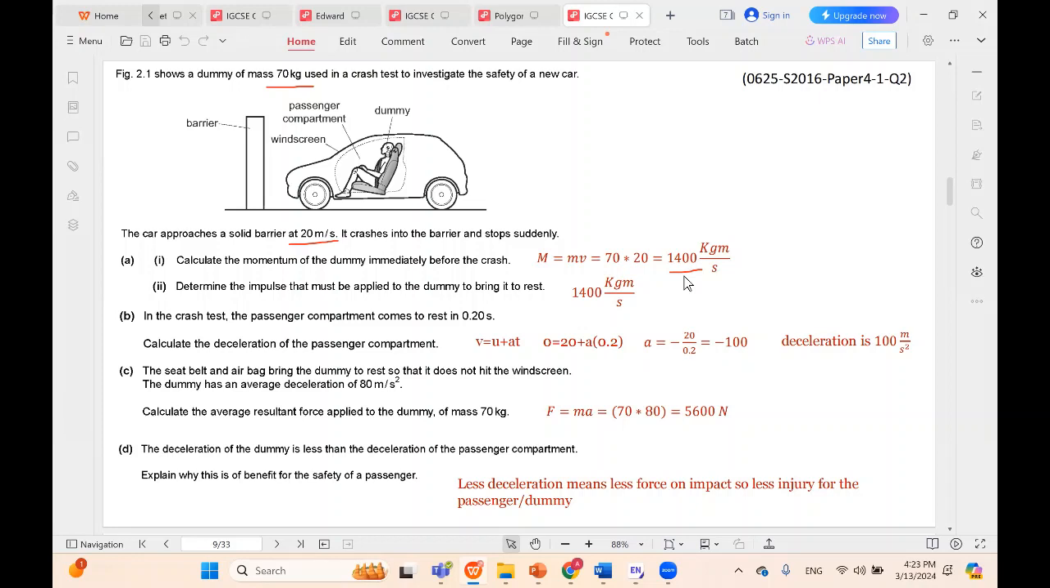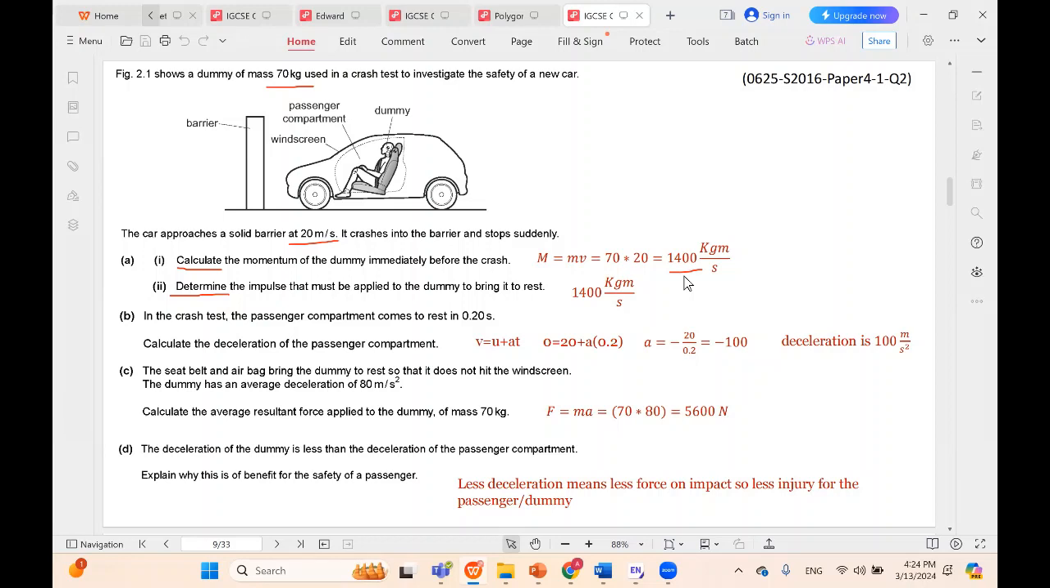Determine the impulse that must be applied to the dummy to bring it to rest. I want to draw your attention to the verb that they used in part ii. In part i, they said calculate, so we had to actually perform a calculation. However, in part ii, they just asked us to determine. And by determining, that means that there are no further calculations required.